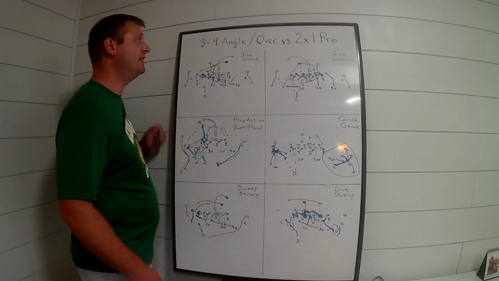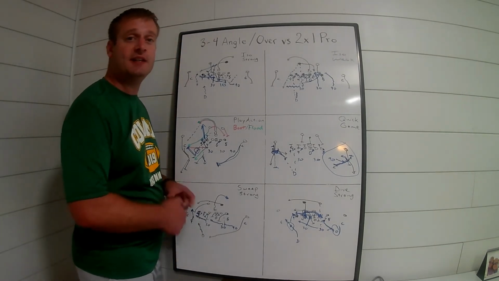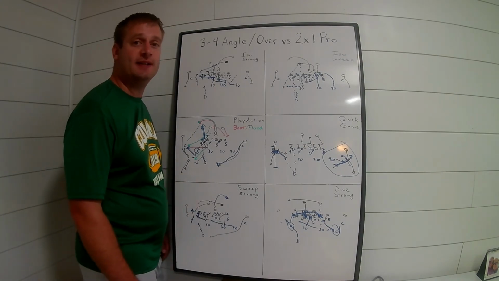So there's some ideas for a 3-4 angle or over concept against a 2x1 pro set.